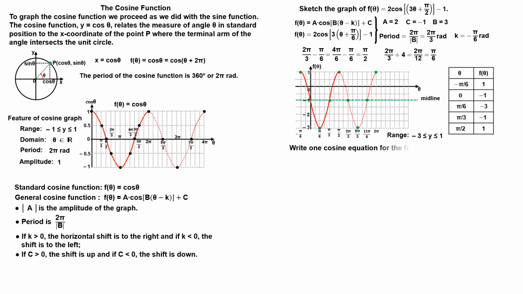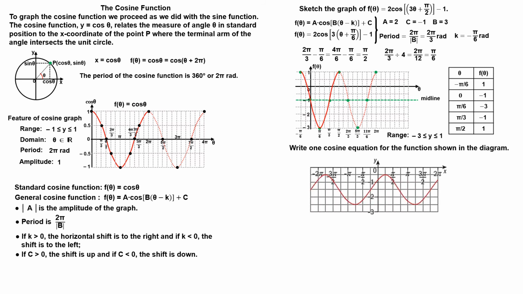Write one cosine equation for the function shown in the diagram. Determine the amplitude of the function. The amplitude is 1/2 the difference between the maximum and the minimum value. The midline is parallel to the x-axis and is located halfway between the graph's maximum and minimum values. In fact, the distance between the midline and the x-axis is the vertical translation. Therefore, c equals minus 1.5.